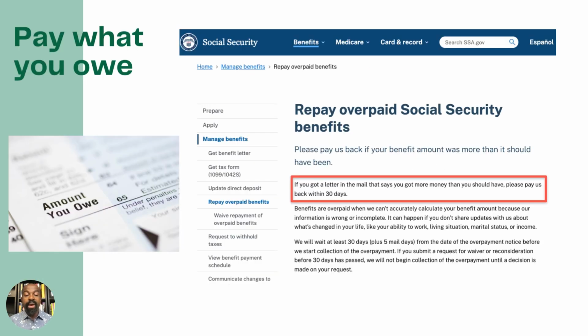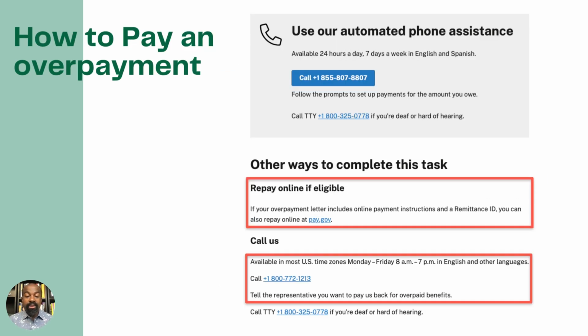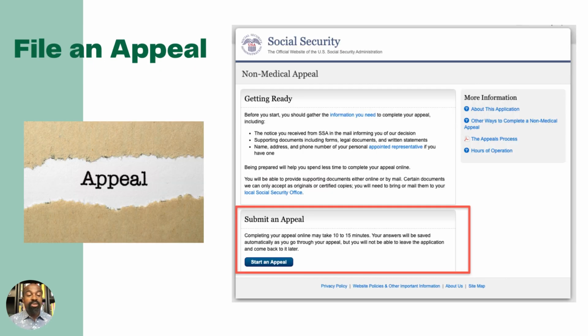So if you want to pay it in full, you can go to the Social Security website and pay it online on the pay.gov website, or you can call Social Security at 1-800-772-1213 and arrange a payment over the phone. Or they will give you instructions on how to send payments in. The next option is to appeal. You can appeal within 60 days, and we'll tell you why you need to appeal sooner. And I'll share that in a moment.